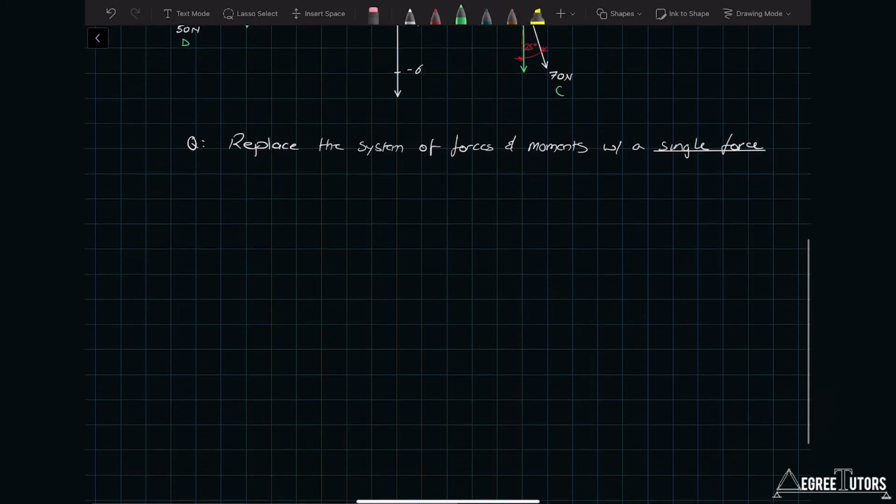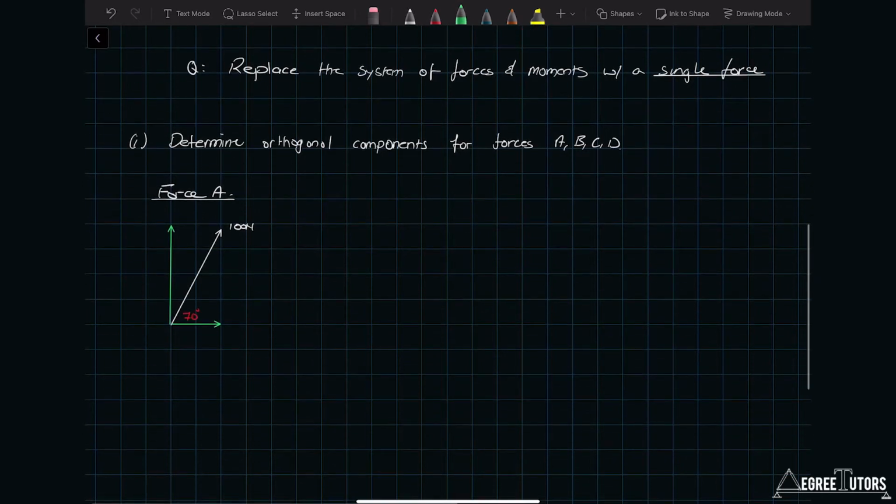Right, so rattling through each one of these in turn, we'll start with force A. Our x component is going to be 100 times the cosine of 70, and our y component is 100 times the sine of 70. So we have 34.2 newtons and 94 newtons for the x and y components respectively. We can move on to force B.